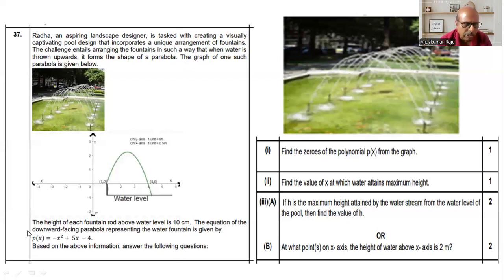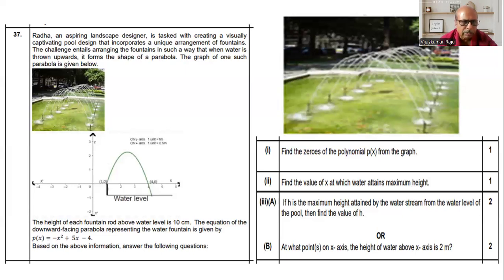The equation of the downward facing parabola representing the water fountain is given by P(x) is equal to minus x squared plus 5x minus 4. Because the parabola is facing downwards, we have a minus sign here. So based on the above information, answer the following question. Okay. So this is how the graph will be. This is how the fountain looks. The enlarged figure is here. Now we will answer the questions which are asked here.